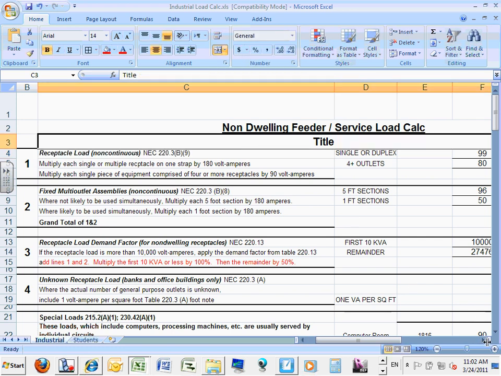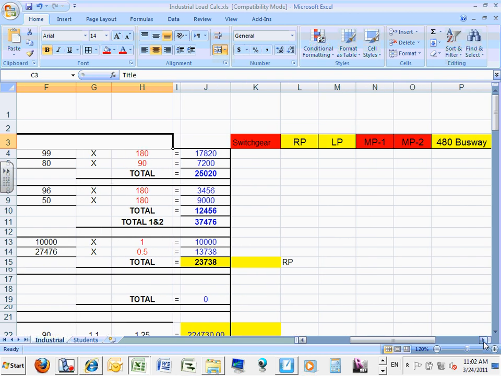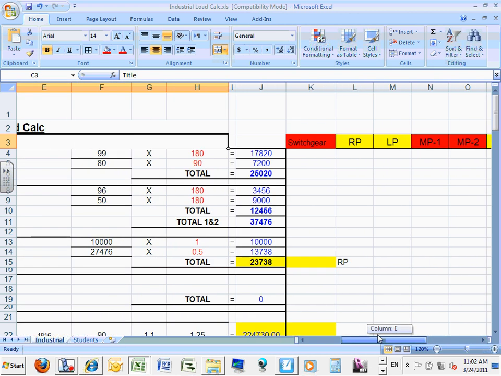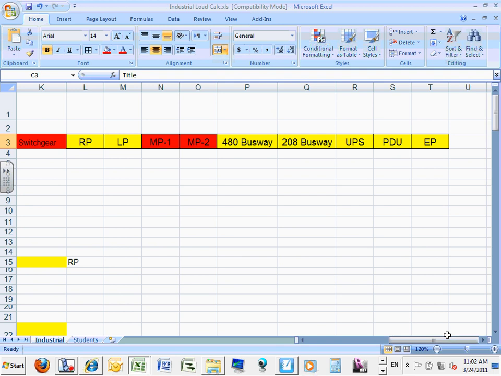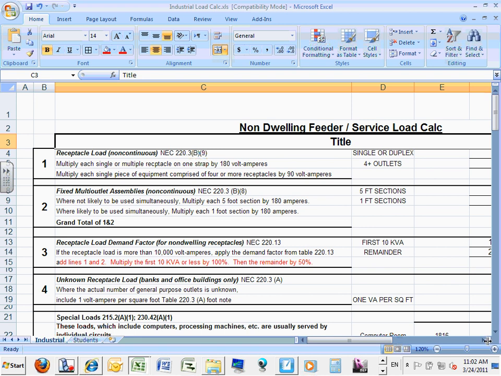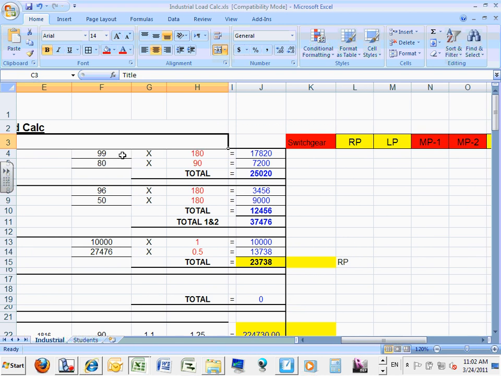Okay, here's what we do. Let me tell you what I would do, guys. I come over here, so everybody knows how many calculations we're going to have, switchgear all the way to emergency panel, right? Did you guys put these columns there? All right. Now let's go back and start with number one. Did you guys start number one here?